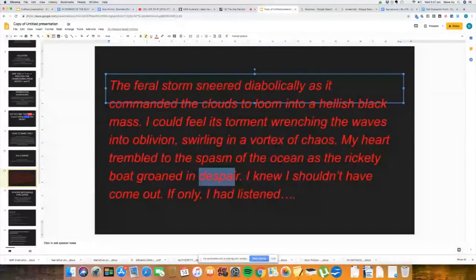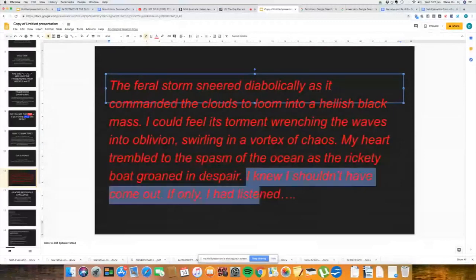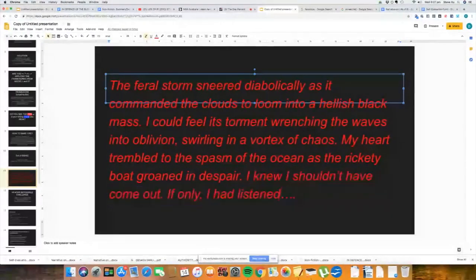And then we see the difficult decision. I knew I shouldn't have come out, if only I had listened. So there we have the conflict, right? If only I'd listened to whatever, my parents, or someone else who told me that I shouldn't have come out in this weather, then I wouldn't have experienced the helplessness and the storm that I'm experiencing right now.